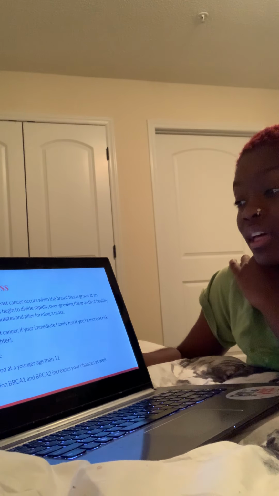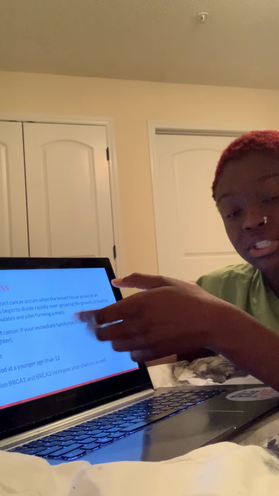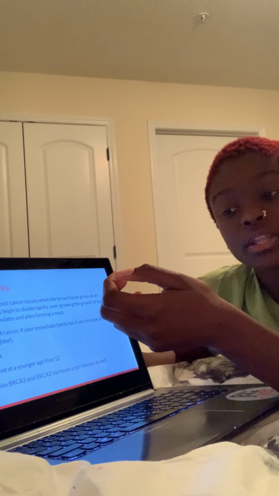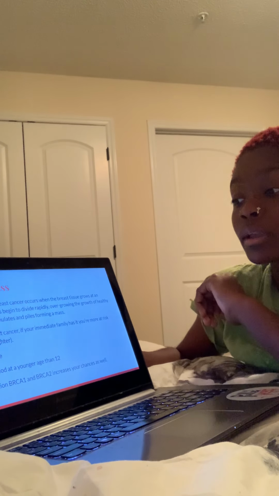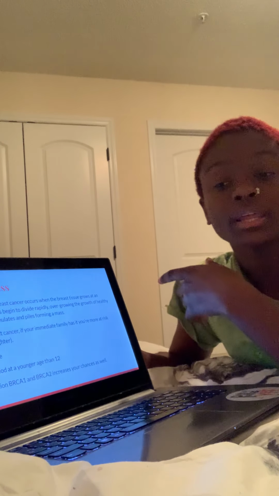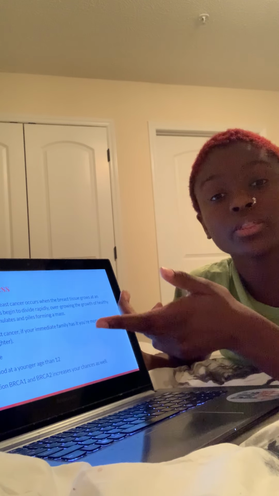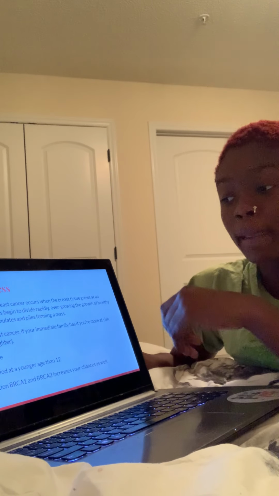So the disease process. Scientists believe that breast cancer occurs when breast tissue grows at an abnormal rate. The cells begin to divide rapidly, and this overgrows the healthy normal cells, which then accumulate and pile on top of each other, and that is what you feel in your breast when you feel a lump or when you get mammograms. You can also inherit breast cancer, so you have a more likely chance of getting it if it's in your immediate family, like your mother, your sister, or your daughter.